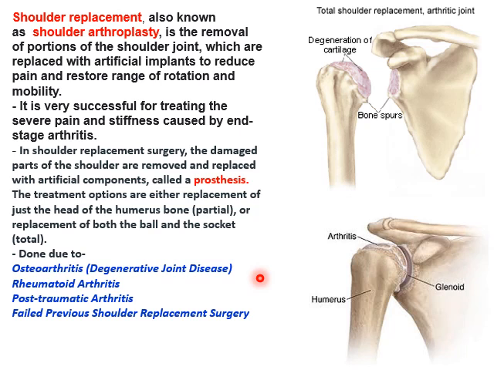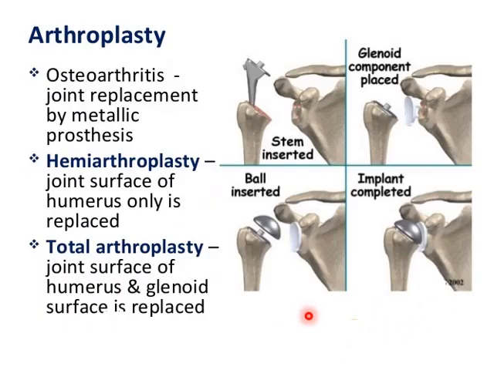Total replacement is considered when a patient has osteoarthritis, that is degenerative joint disease, or rheumatoid arthritis, post-traumatic arthritis, or very rarely a failed previous shoulder replacement surgery. That can happen when the prosthesis is loosely implanted or the prosthesis itself has been dislocated from its normal position. This is how it is seen when only the head of the humerus is replaced or only the glenoid fossa is replaced. It is called hemiarthroplasty. When both the head of the humerus as well as the glenoid fossa are replaced, it is called total arthroplasty.